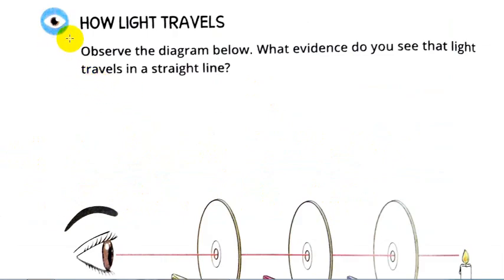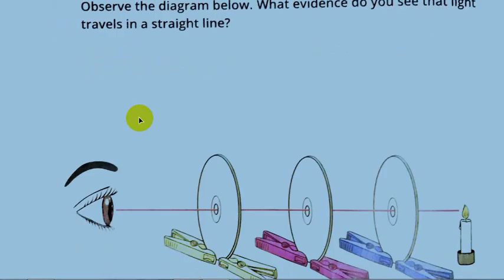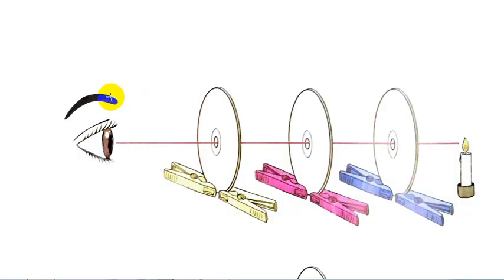Turn the page. How light travels. Observe the diagram below. What evidence do you see that light travels in a straight line? Okay, number 1. Put 3 CDs in a row in front of a candle, where the 3 holes are on the same straight line, and look at the light through hole 3. You can see the light through hole 3.